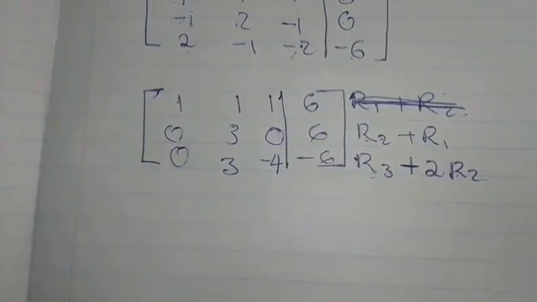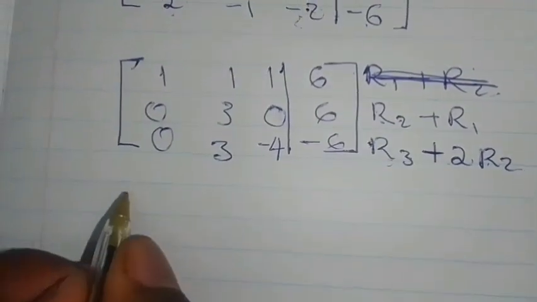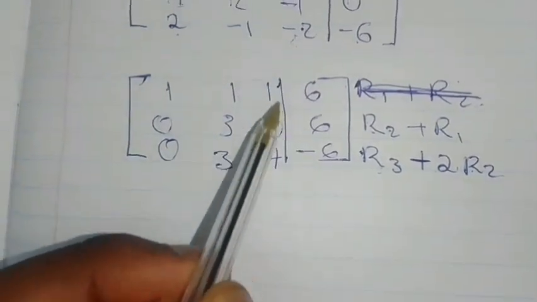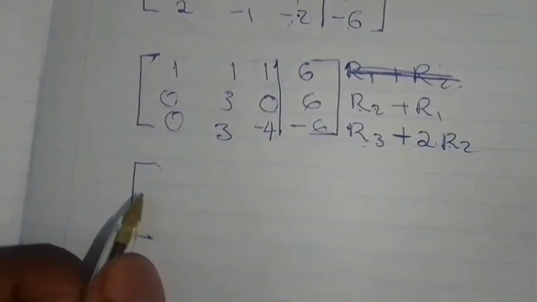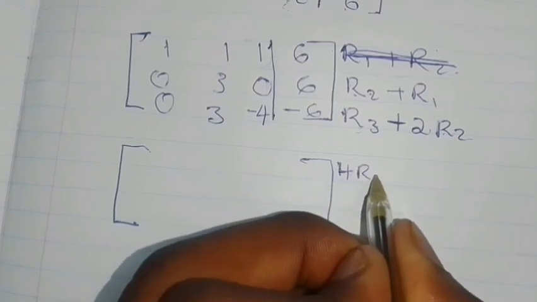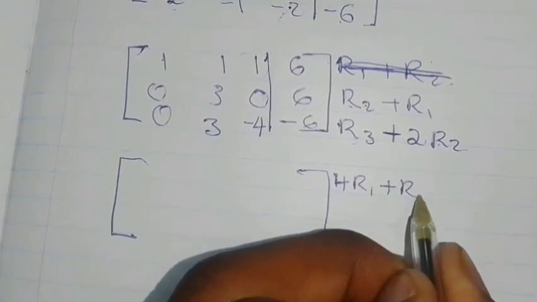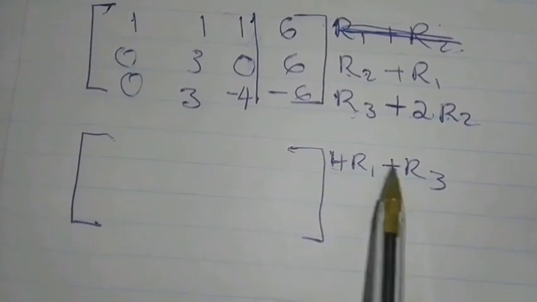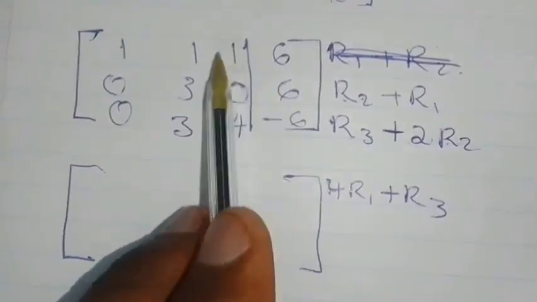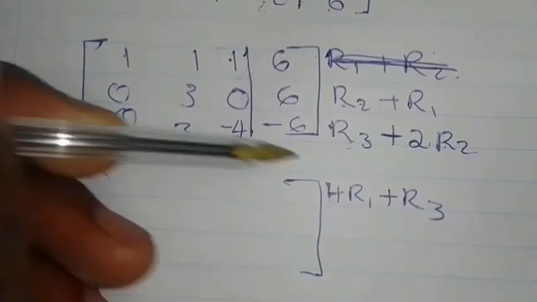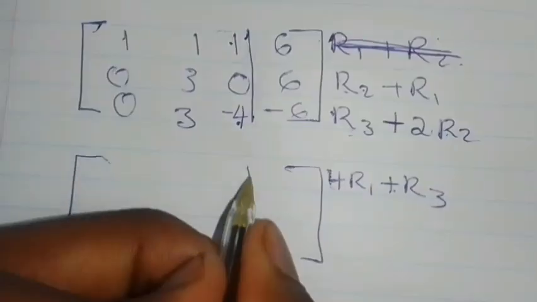Now what we want is to obtain a 0 somewhere there. So what we can do is replace row 1 with 4 row 1 plus row 3. That way we can get 0 here. So now we have 4 times 1, which is 4, minus 4, since it's plus into minus 4, that's going to give us 0 there.